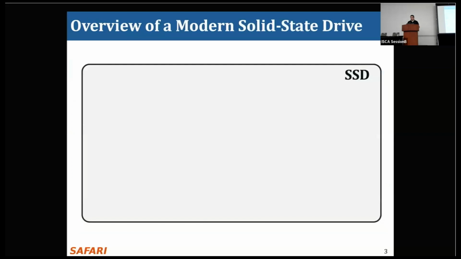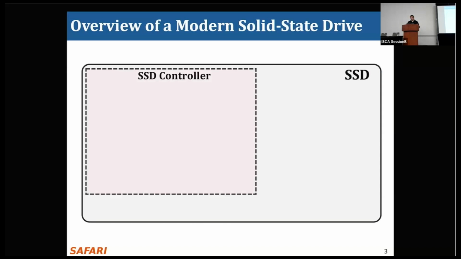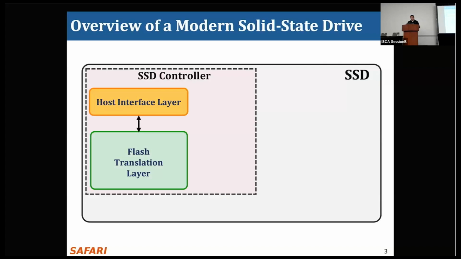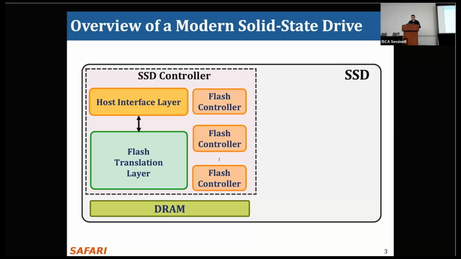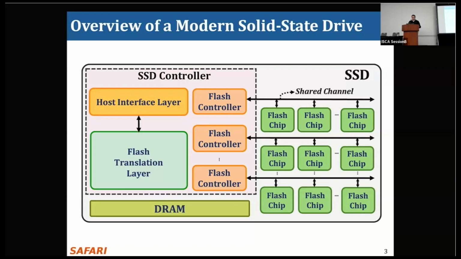Here we look at a very high-level overview of the modern solid-state drive. An SSD has a solid-state SSD controller, which has several components in it, such as the host interface layer to communicate with the host, the flash translation layer, which performs many functionalities such as garbage collection, wear leveling, and address translation. There's also a DRAM component to cache frequently accessed data in the SSD. And there are several flash controllers which manage flash chips using shared channels.